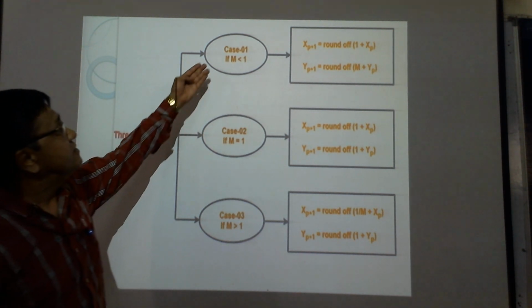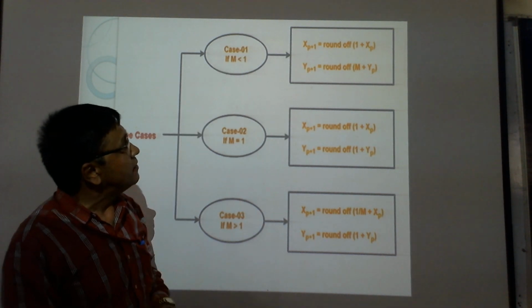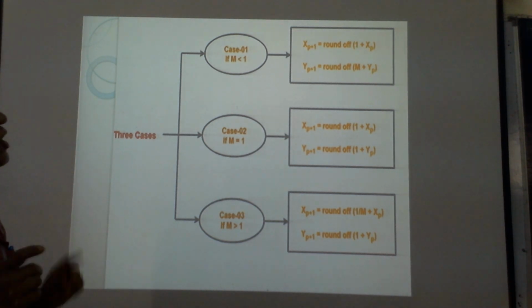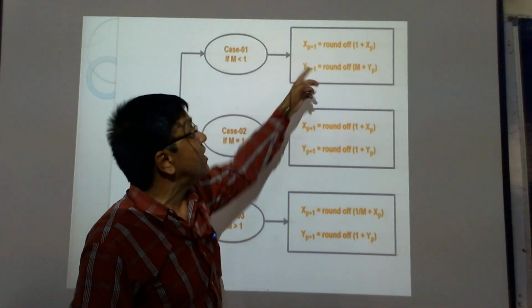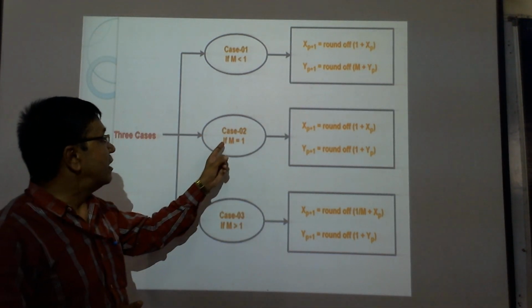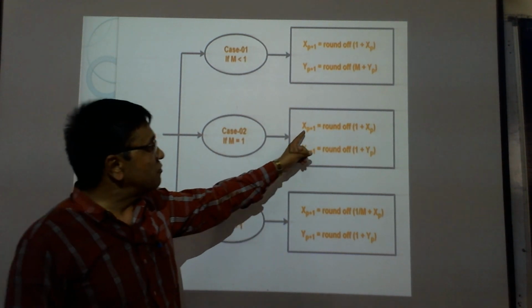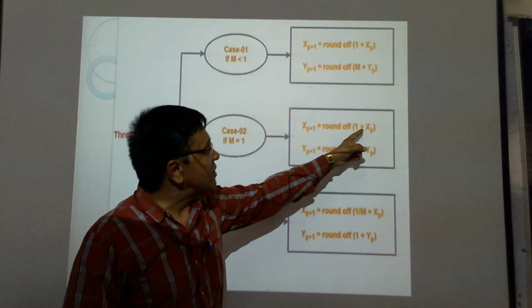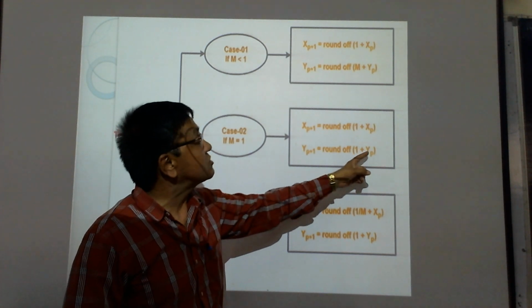Case one is if m is smaller than 1, then we calculate xp plus 1 equal to round off 1 plus xp, and yp plus 1 is calculated by this line. In case 2, if m is equal to 1, then xp plus 1 will be equal to round off 1 plus xp, and yp plus 1 equal to round off 1 plus yp.